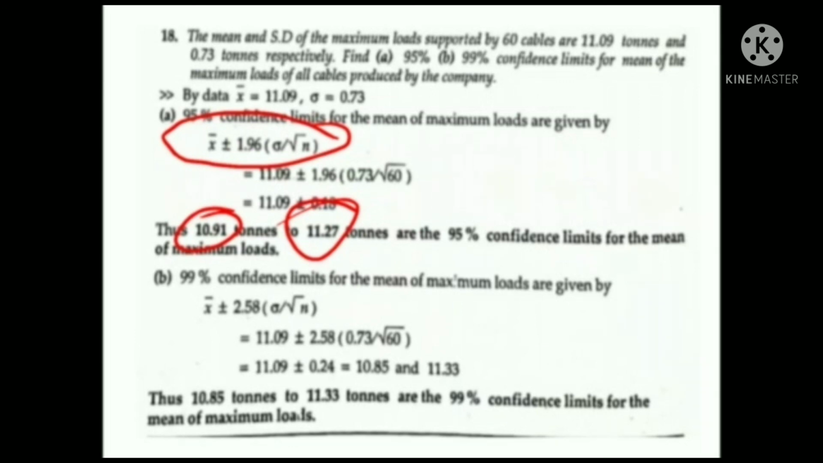Now at 99%, the critical value is 2.58. So here also we substitute the same values. We get 11.09 plus minus 2.58 into 0.73 divided by root 60, which is going to give you 11.09 plus minus 0.24. That gives us 10.85 tons to 11.33 tons at 99% confidence limits for the maximum loads. Understood? So this is how we can find the limits.